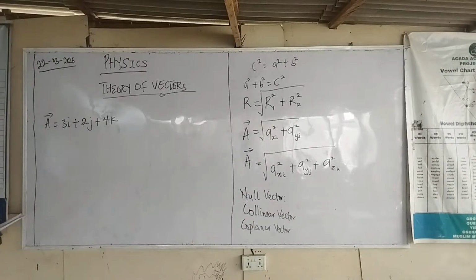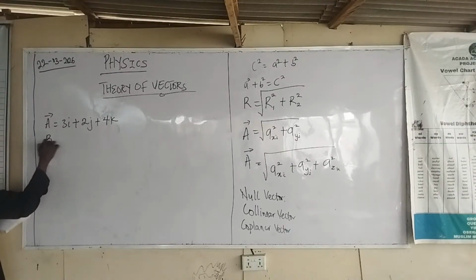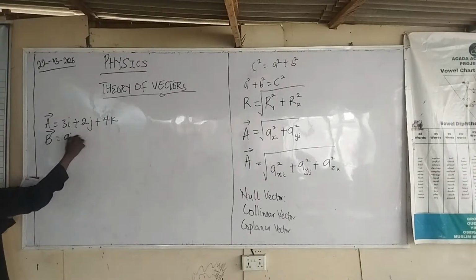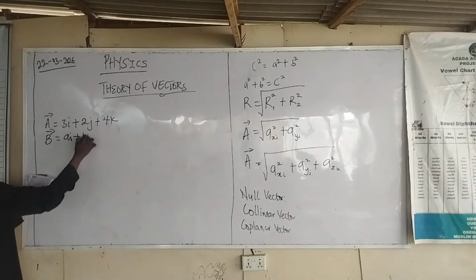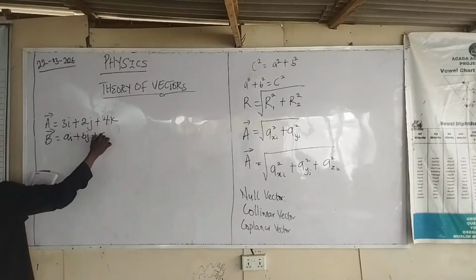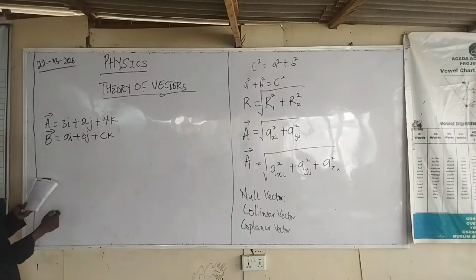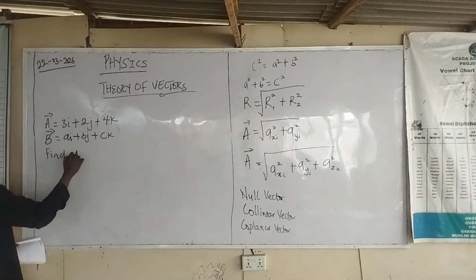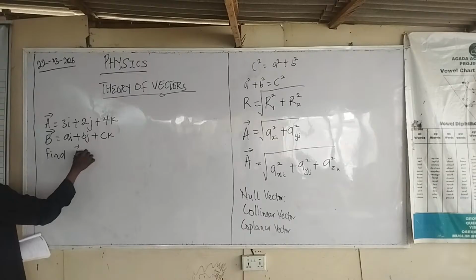Now for B, we have vector B equals ai plus bj plus ck. Now you have to find A plus B.